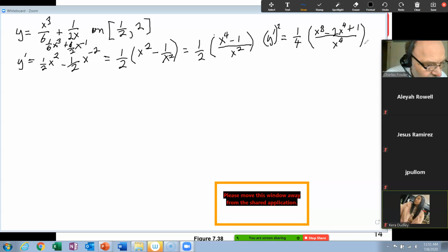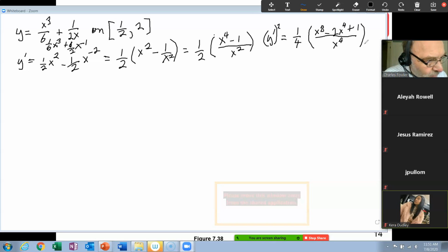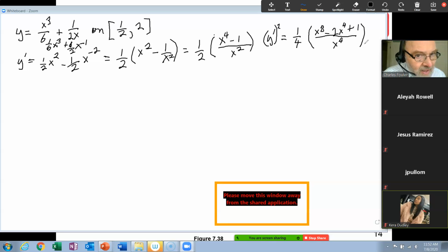For those who just came in, we're in Chapter 7, Applications of Integration, 7.4, Arc Length and Surfaces of Revolution. We're in the arc length part now. If you flip back one page, we're on page 476, the definition of arc length, and you see it's the integral from a to b, in our case 1/2 to 2, of the square root of 1 plus the derivative of your function squared. So what we have to do is add 1 to this. So that's what I'm going to do next.